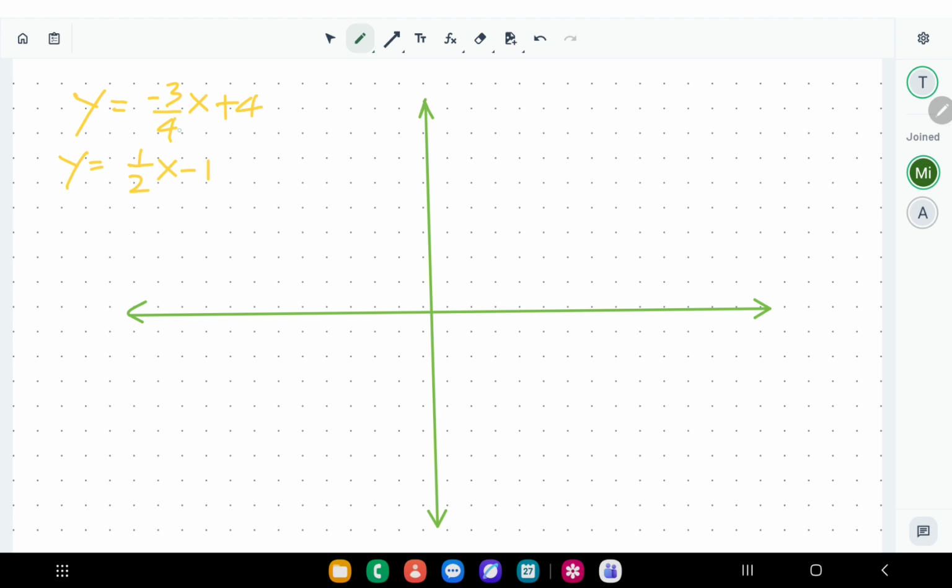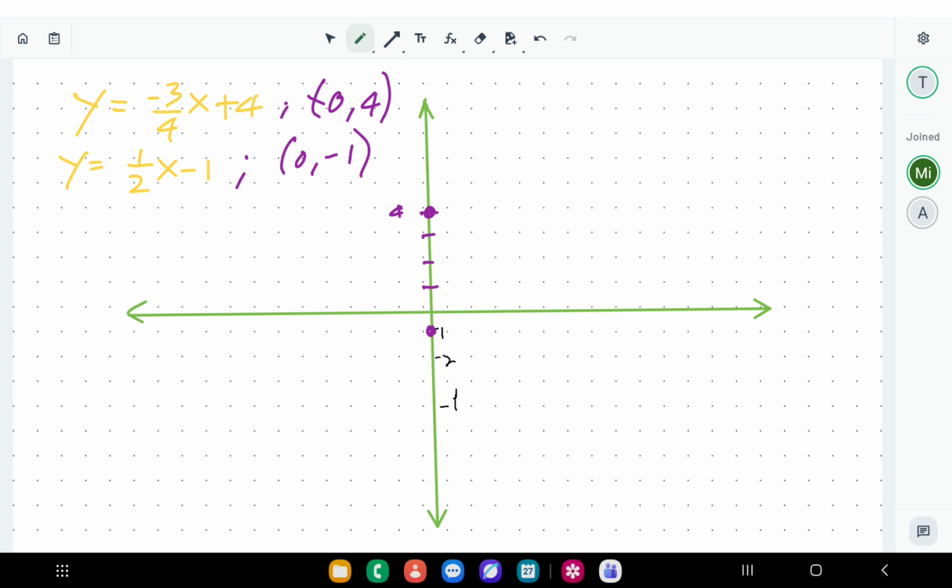Okay, so we're given here two equations and we need to solve this graphically. All right, so we get the y-intercept. When x is 0, the y-intercept here is, what's this? 0, 4. And here 0, -1. So we can graph that. Okay, where is 0, 4? 1, 2, 3, 4. This is 4. So this is, okay.